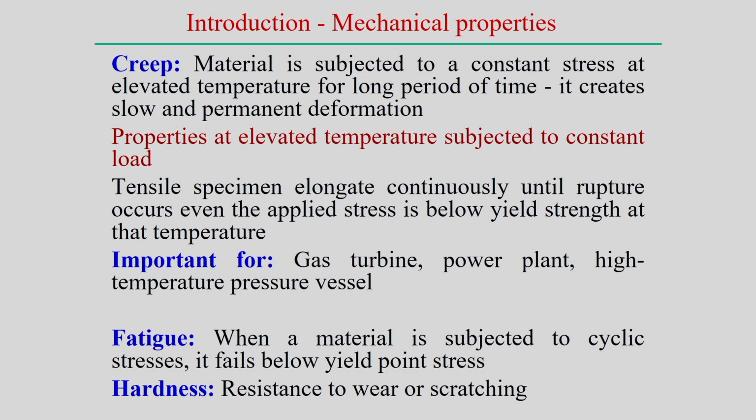What we can define: the material is subjected to a constant load or stress at elevated temperature for a long period of time. That means it creates some slow and permanent deformation in a structure. So, that indicates the creep properties. Creep properties are the properties at elevated temperature subjected to constant load. Normally, in that way we can define the creep properties.